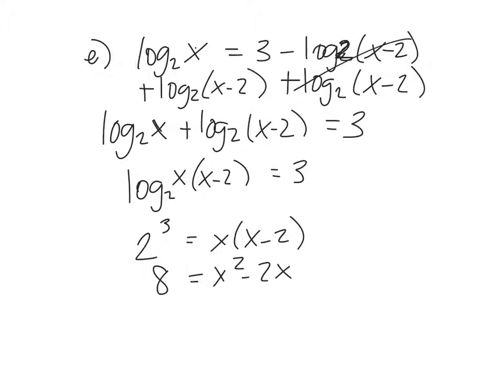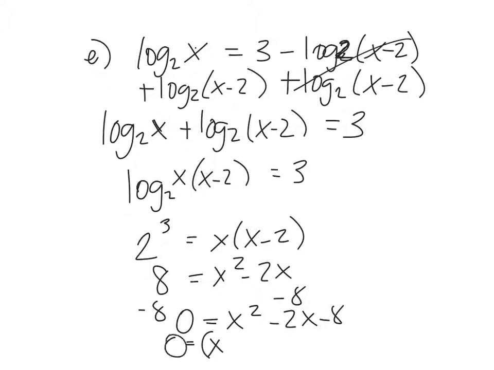Oh, look, our old friend, the quadratic. So I always want a quadratic equal to 0, so I get x squared minus 2x minus 8. So I get, let's see, x minus 4 times x plus 2. So then I have x equals negative 2 and x equals 4.